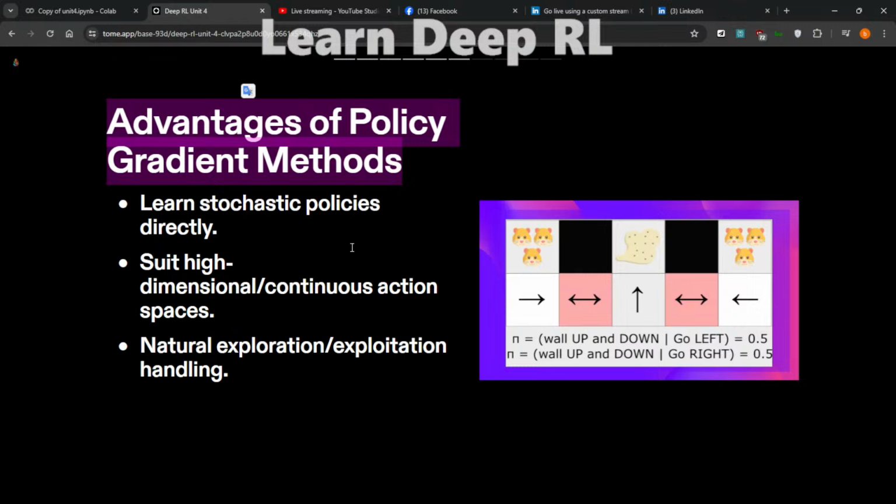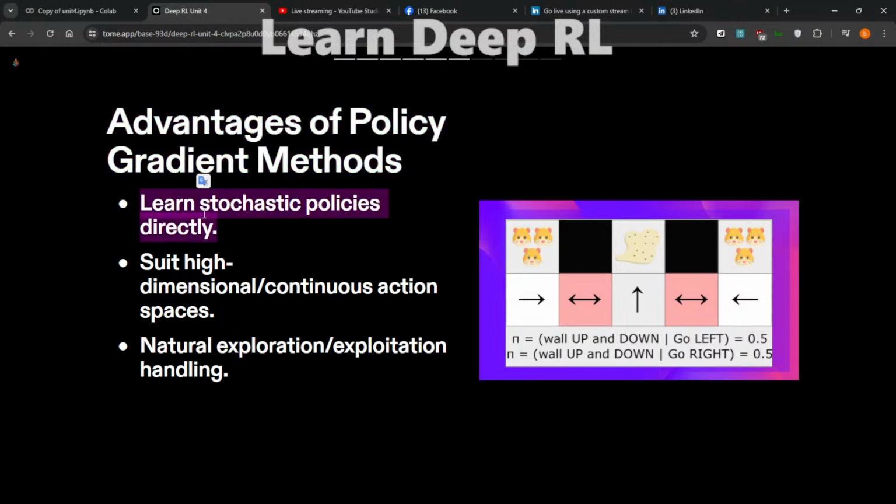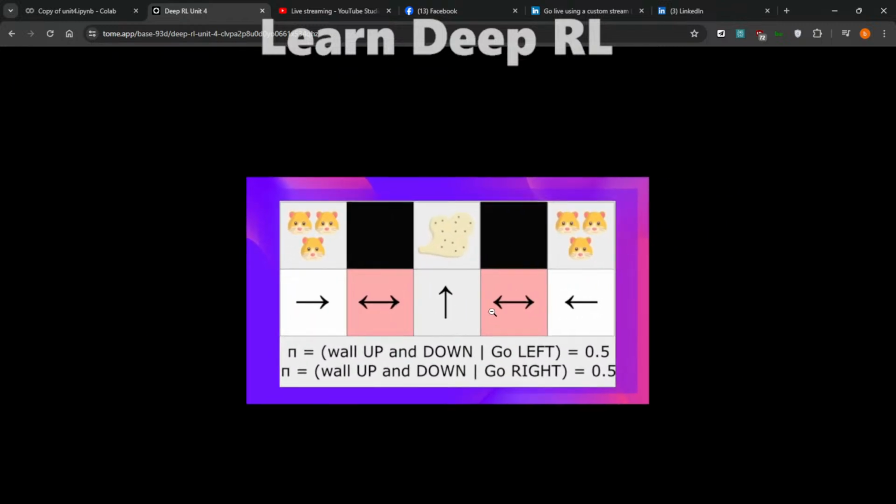So what are some of the advantages of policy gradient methods? You can learn stochastic policies directly. So I'm going to open this up. You can see here that these are probability distributions. So we can turn this into percentages.